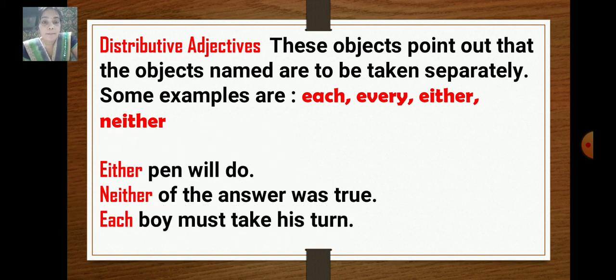Each boy must take his turn. So here we are just pointing out, which boy means each boy. Which answer? Neither answer, this or that. Which pen? Either this or that. So we are mentioning the object here. So that is called a distributive adjective. It shows that the person or things are taken singly or separately.